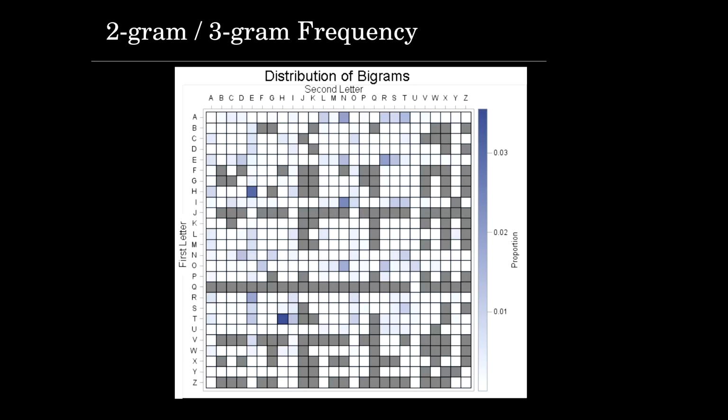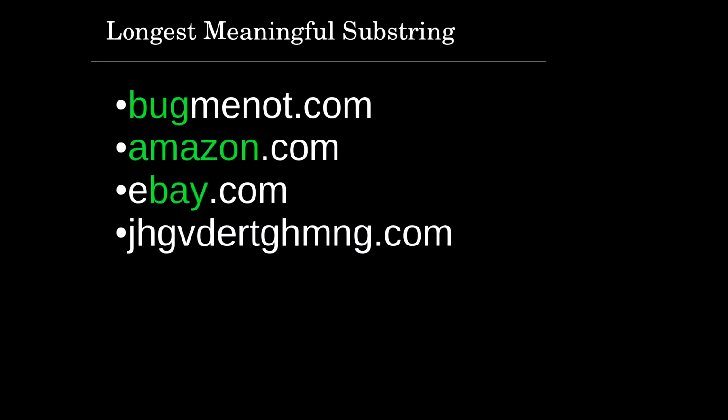Another feature is called the longest meaningful substring. It's been suggested in some research into this problem. It involves looking at your input, your domain name, and seeing what's the longest substring in there that you can actually find in the dictionary. So bugmenot contains the words bug and not. So the longest meaningful substring is of length 3. Amazon is actually a word in the dictionary, so this is definitely going to register as not gibberish by this metric. eBay contains the word bay, so it's like 3/4 not gibberish. And this actual gibberish is, well, gibberish. I can't find any word in the dictionary in this thing.